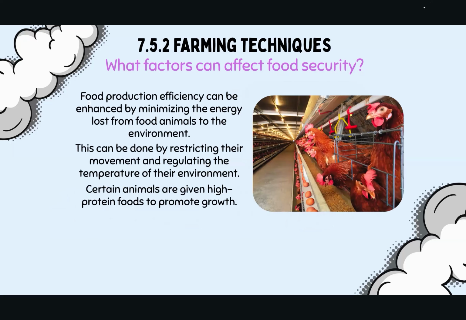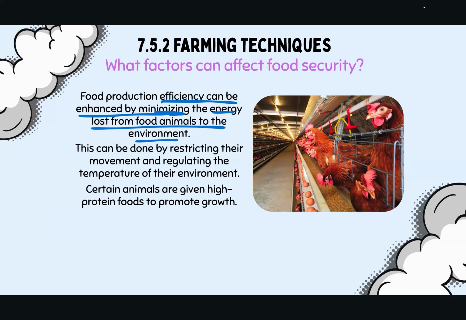So, food production efficiency can be enhanced by minimizing the energy loss from food animals to the environment. Like we said before, what are the main two ways of using up energy? The main two ways are by movement and excretion, also growth.